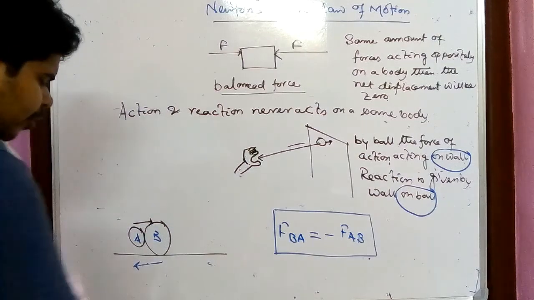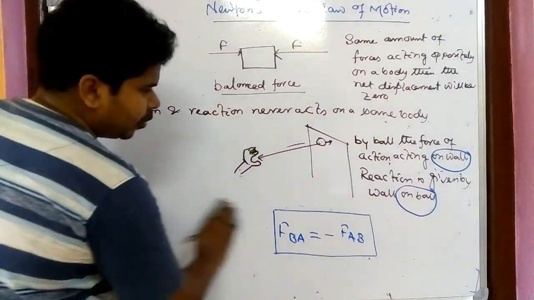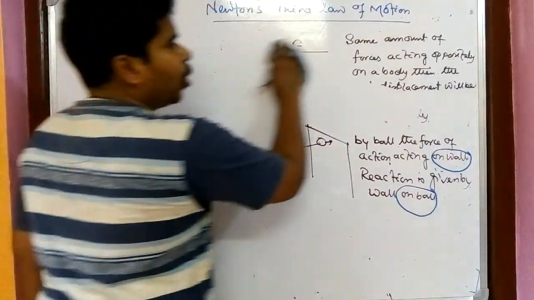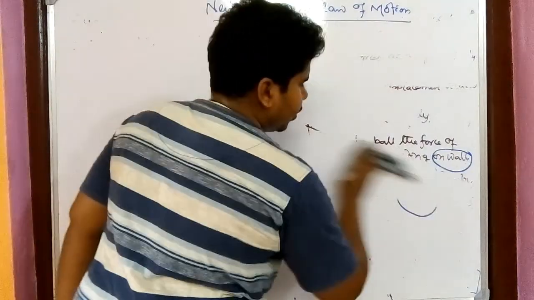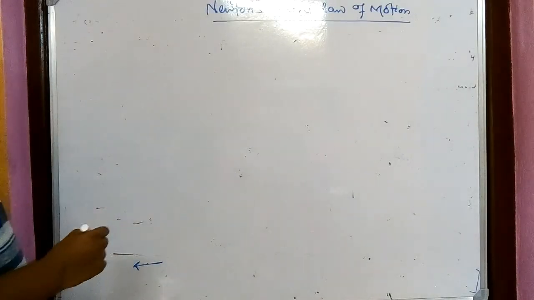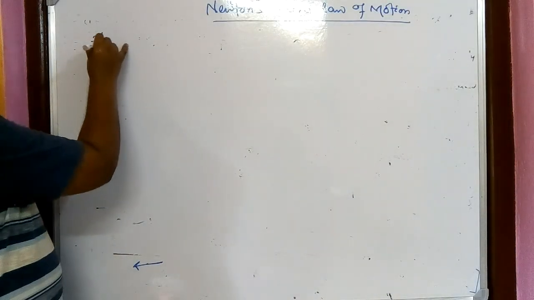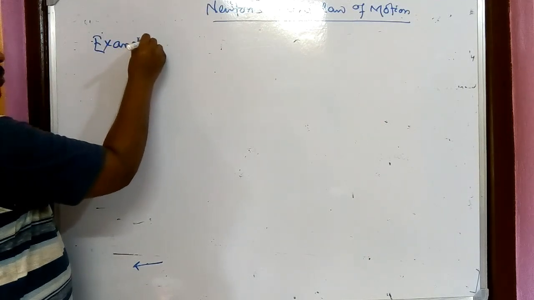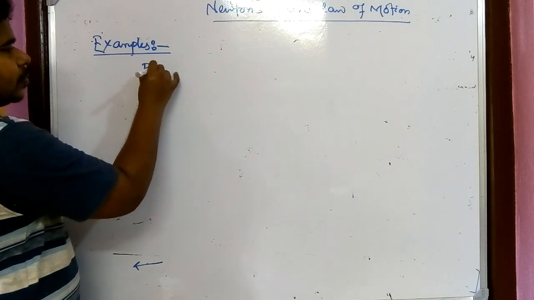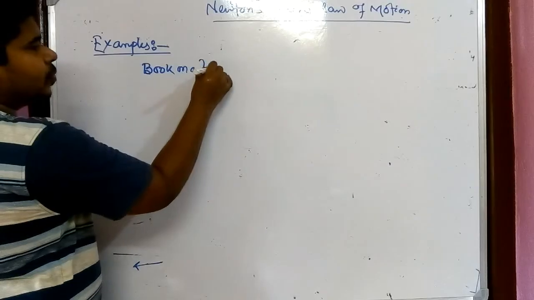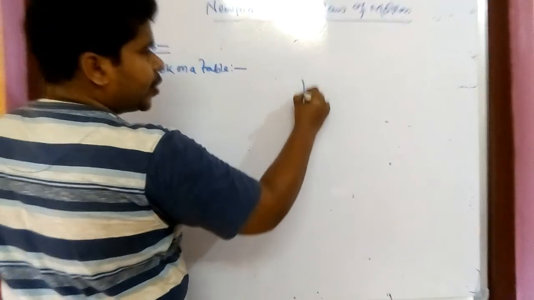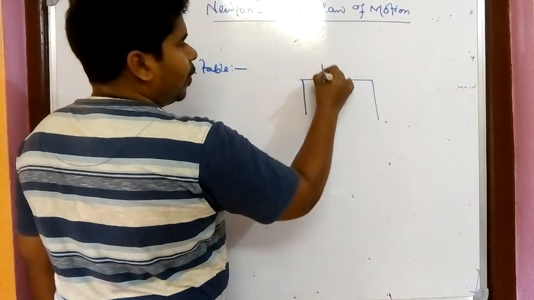Okay, I'm telling you one more thing. I'm giving you some examples of action and reaction. So I'm removing this. If you want to copy it, pause the video and copy it. You have to remember one thing, action and reaction never act on the same body. Now first I'm talking about examples. Book on a table. Number one, first example. Assume you have a table, and you have kept a book over here.